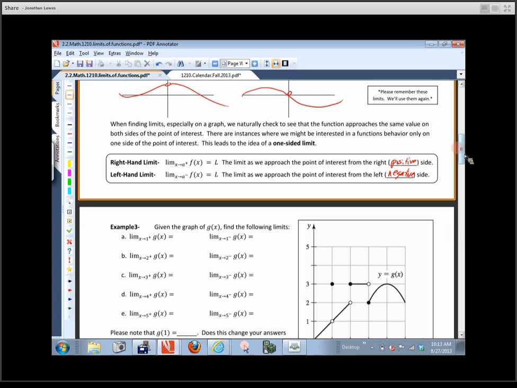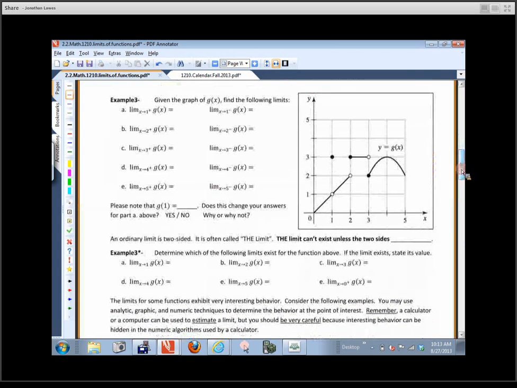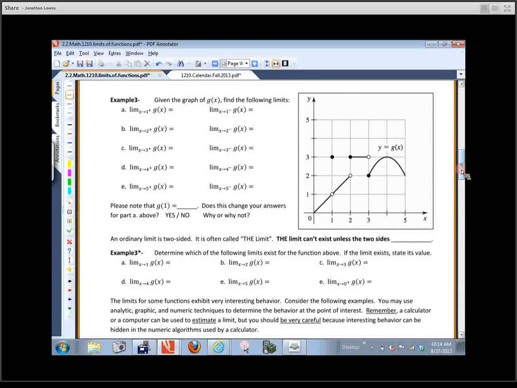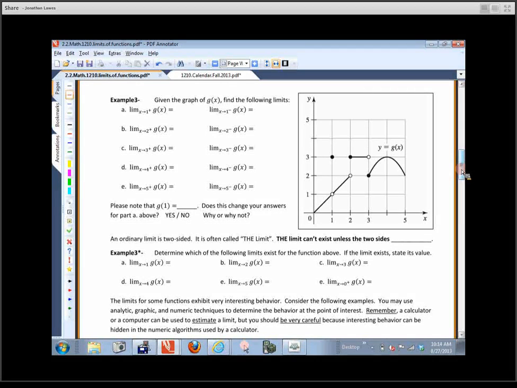If you flip the page over, I've got several examples of one-sided limits. Given the graph of g of x, which is over here, it's really nice if all you're given is just a graph and asked to find what the limits are, because you can usually just look at it. So the limit as x approaches 1. 1 is our point of interest, but then we need to consider the direction. As we approach 1 from the right, what do the function values approach? Also 1. What if we approach 1 from the left? What do the function values approach?